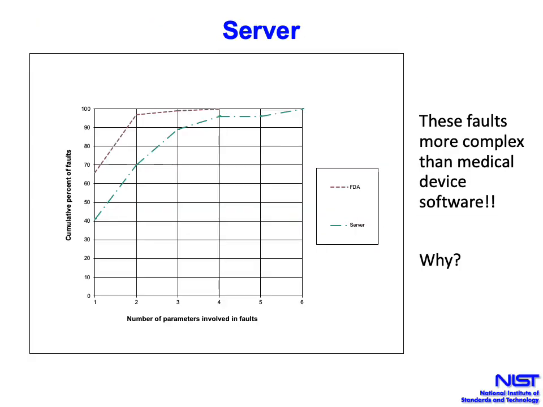So we started looking at others. This was open source server software. The interesting thing here is that these faults are harder to find than in the medical device software. In other words, this profile is in some sense different from the medical device software because only 40% of the faults were caused by a single factor fault, and about 70% of the failures by either 1 or 2, and so on. And in this case, up to 6 factors were involved in failures.